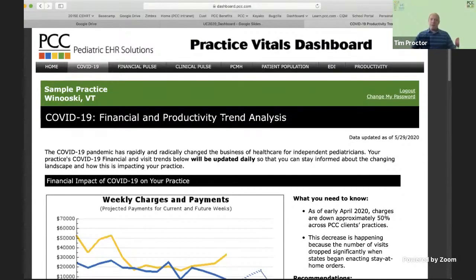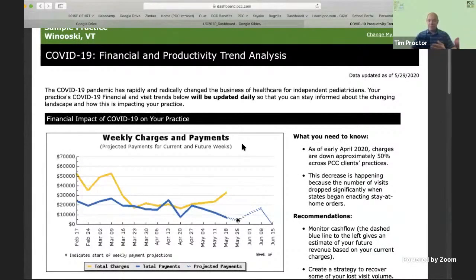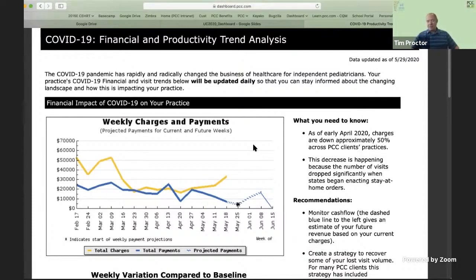And really what the current version of this is meant to do is give you information about your practice over the last few months in terms of your visit volume. And give you an expectation, for this first initial data, of at least the financial impact of COVID-19 on your practice. We're looking at your total charges and your total payments. We actually give a projected payment identification of what you might project going forward for payments based on your past weeks of charges. So this is all measured on a weekly basis, okay?